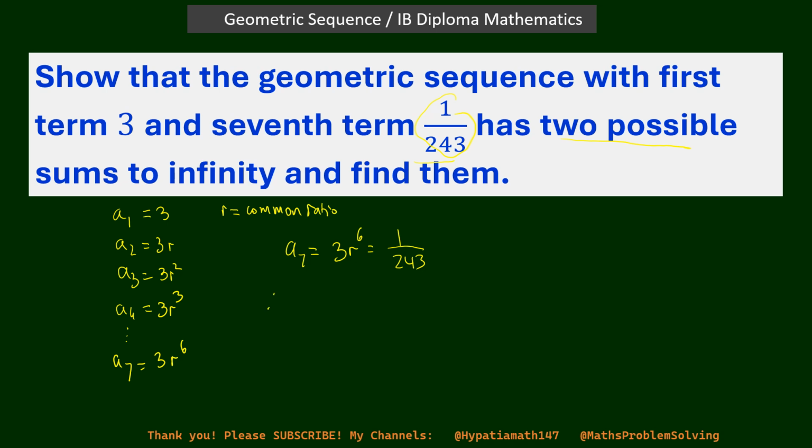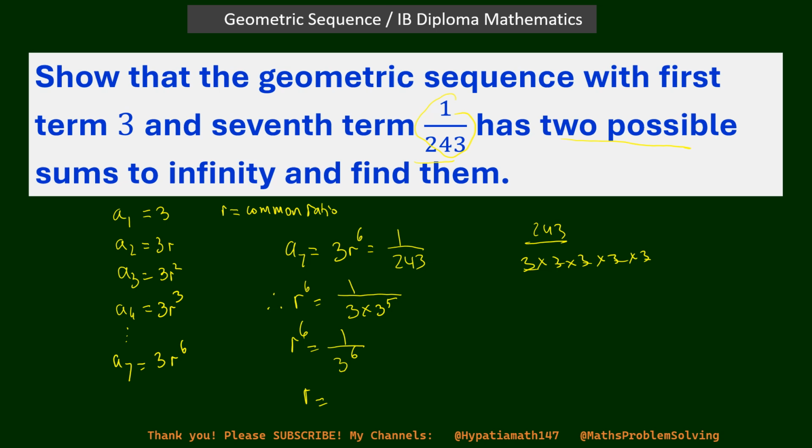So therefore r to the power 6 is 1 out of 3 multiplied by 243. Now 243 can be written as a power of 3, that is 3 times 3, 9, times 3 is 27, times 3 is 81, times 3 is 243. So that would be 3 to the power 5. So I can write this as r to the power 6 is 1 out of 3 to the power 6.